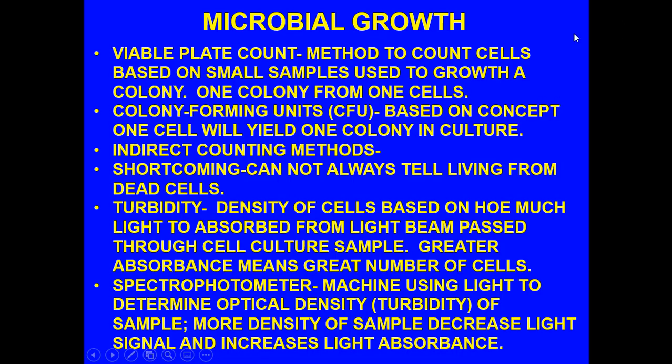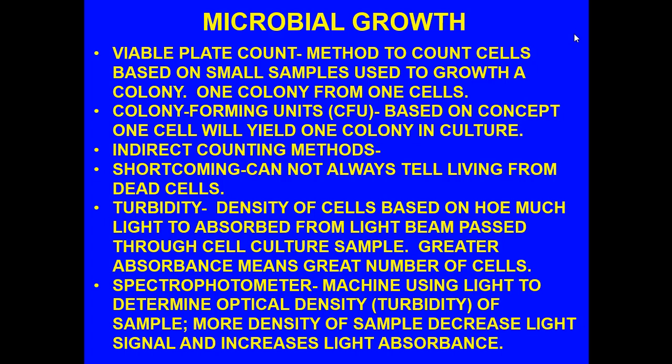Now, other ways to measure cell density and cell counts: for example, using a viable plate count. This is a method to count cells based on small samples used to grow a colony. One colony from one cell. That's the way we're looking at it. And the colony forming unit, CFU. This is based on the concept that one cell will yield one colony in culture.